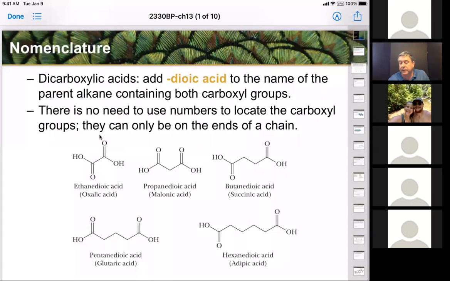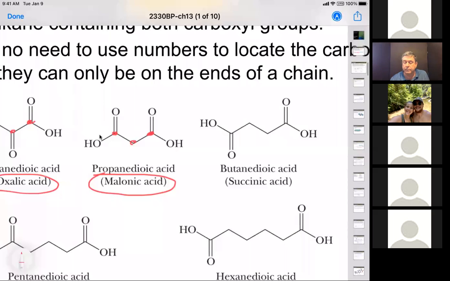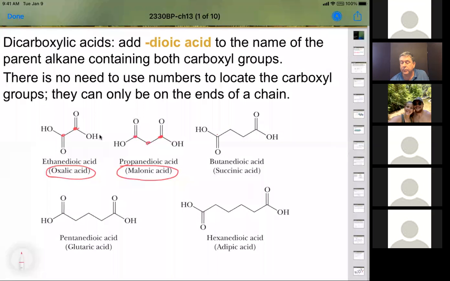Okay, so let's look at this first one here. We have a total of 2 carbons, so that makes it ethane dioic acid. Its common name is oxalic acid, and I'll tell you a mnemonic for remembering the common names in a minute. So here we have 3 carbons, so that would be propane dioic acid, and it's called malonic acid. Okay, 4 carbons, butane dioic acid or succinic acid.